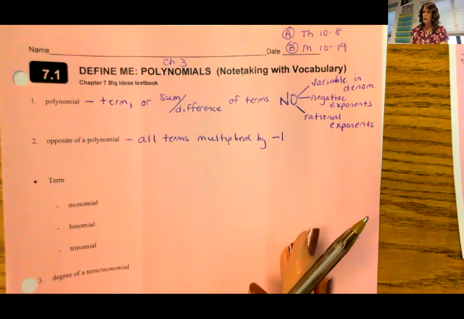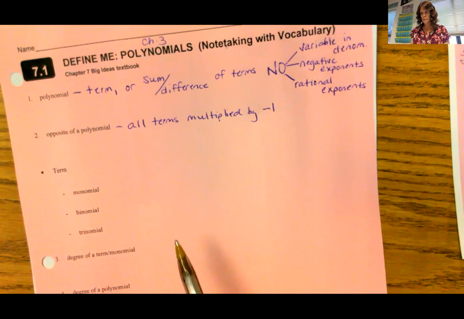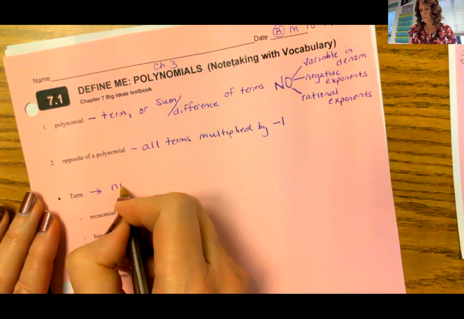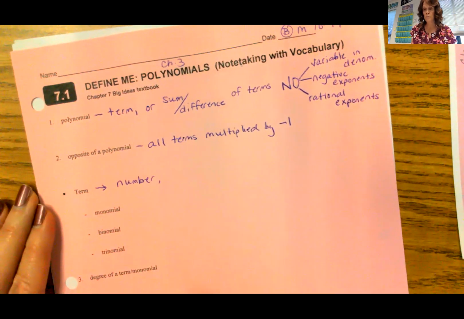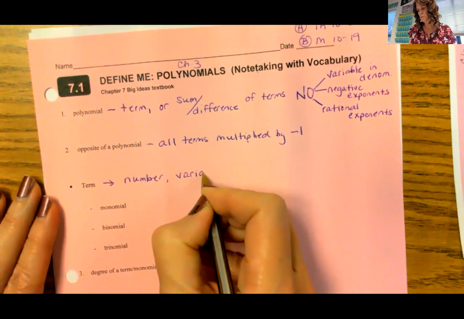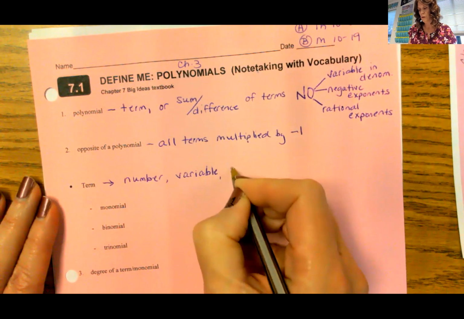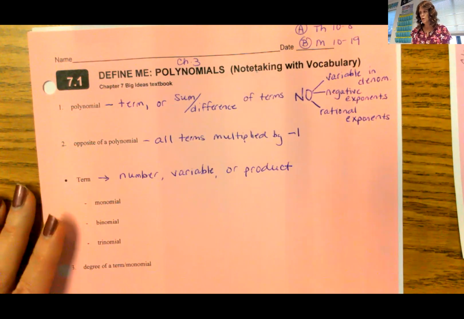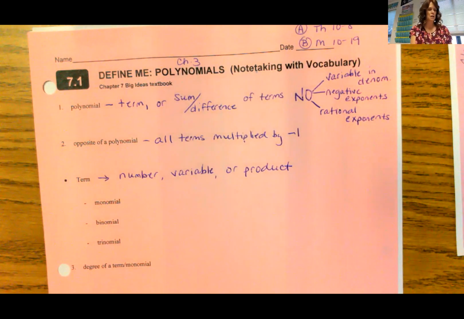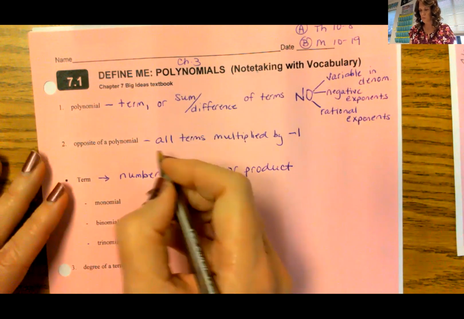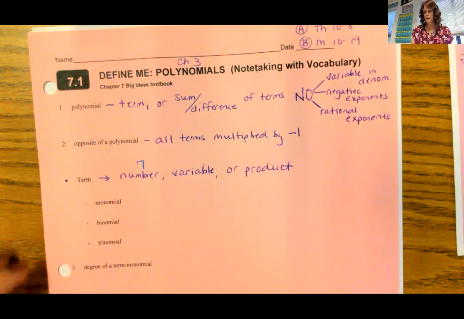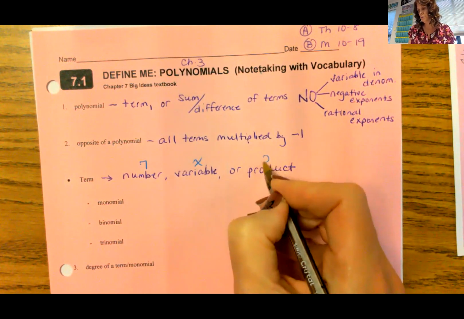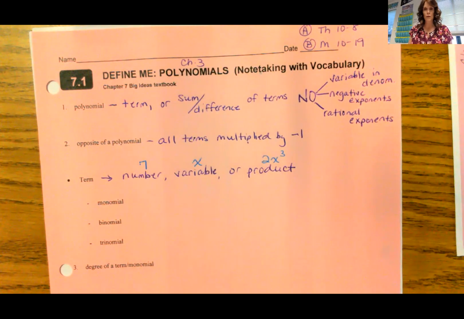I guess we should talk then about, well, what is this term that we keep referring back to? So a term is a number, or it could be a variable, or it could be a product. And that's kind of almost a combination of those two. So, you know, if we're talking about a number, like 7, okay, or a variable like x. If it's a product, it would be more like 2x cubed, where all those are multiplied together.